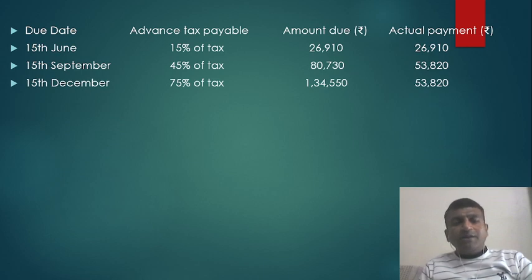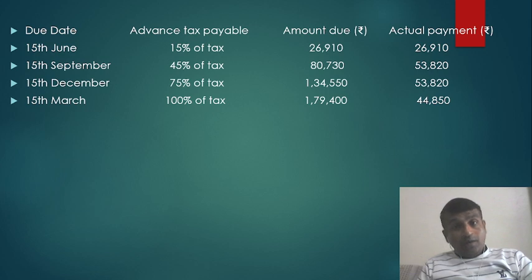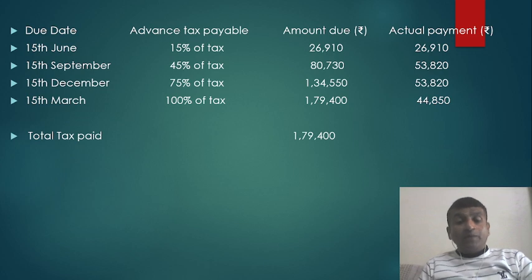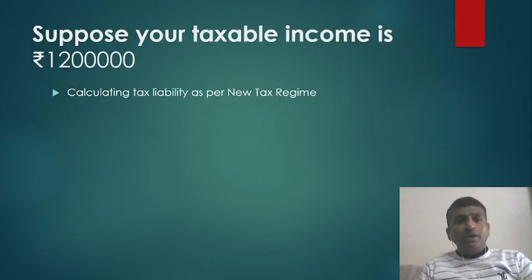By 15th of December, 75% of tax you have to pay in advance. That is 1,34,550 you need to pay. It means the balance of 53,820 you have to pay. And by 15th of March, the last installment, that is 44,850 you have to pay. That means 100% of your tax liability should be paid in advance. The total tax that you have to pay will be 1,79,400.